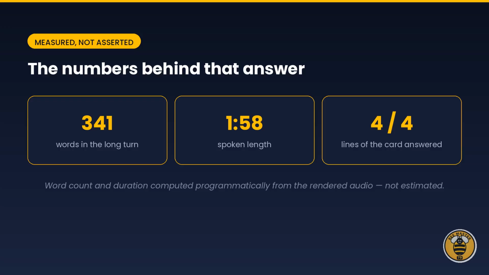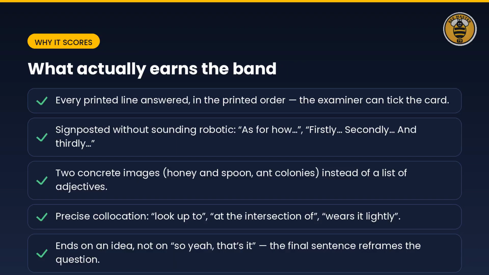Let us be precise about what you just heard, rather than guessing. So what actually earns band 9 there? 5 things.